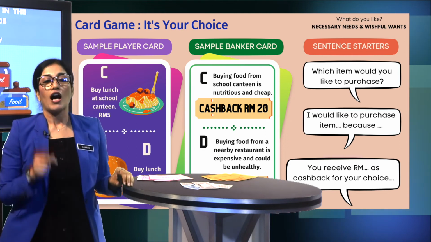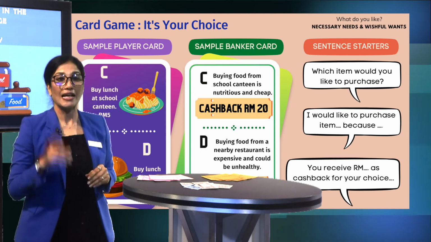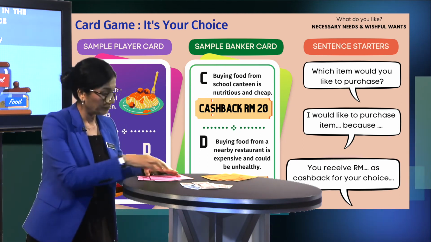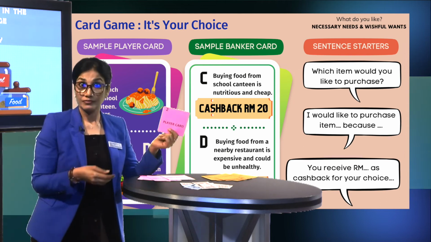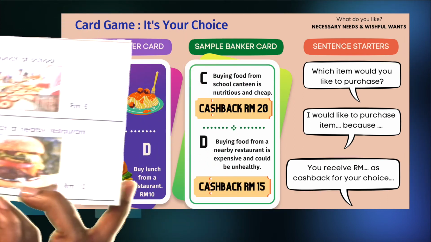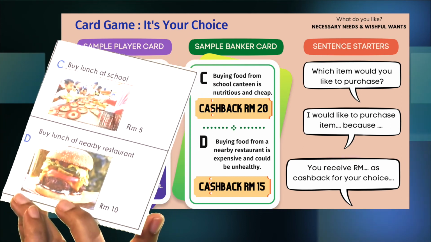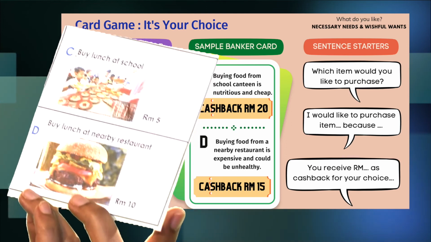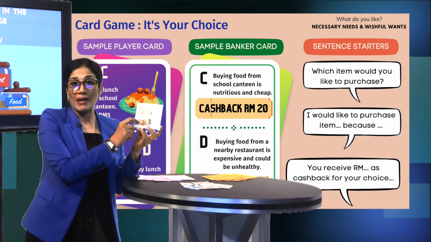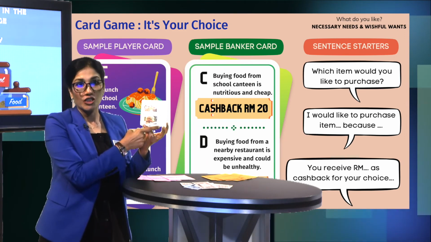Now, how to play this game? For example, let's say the player picks player card 2 and chooses option D, which is buy lunch at a nearby restaurant, and the player pays 10 ringgit as stated here to the banker.